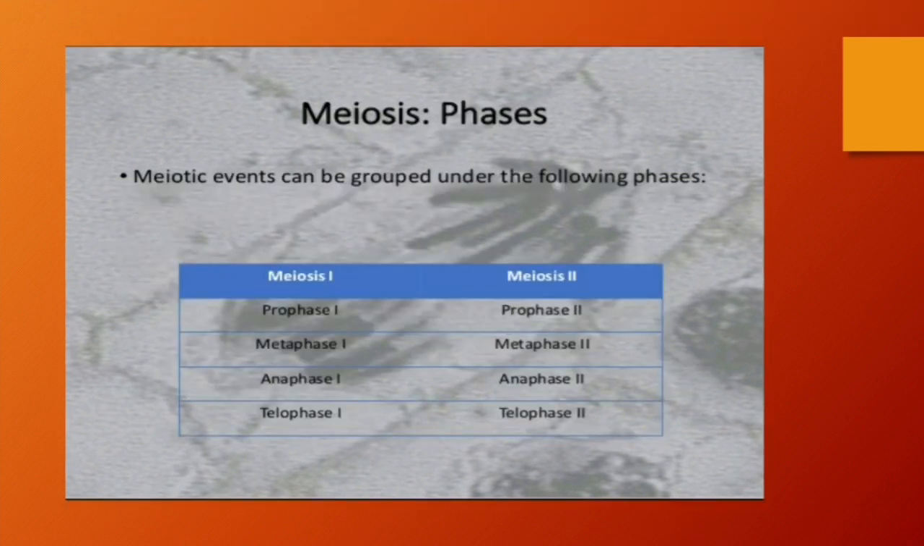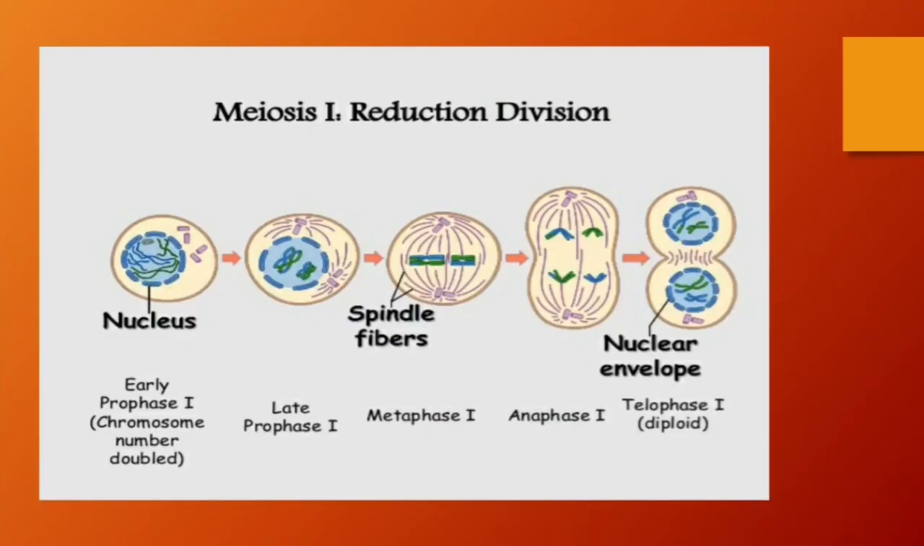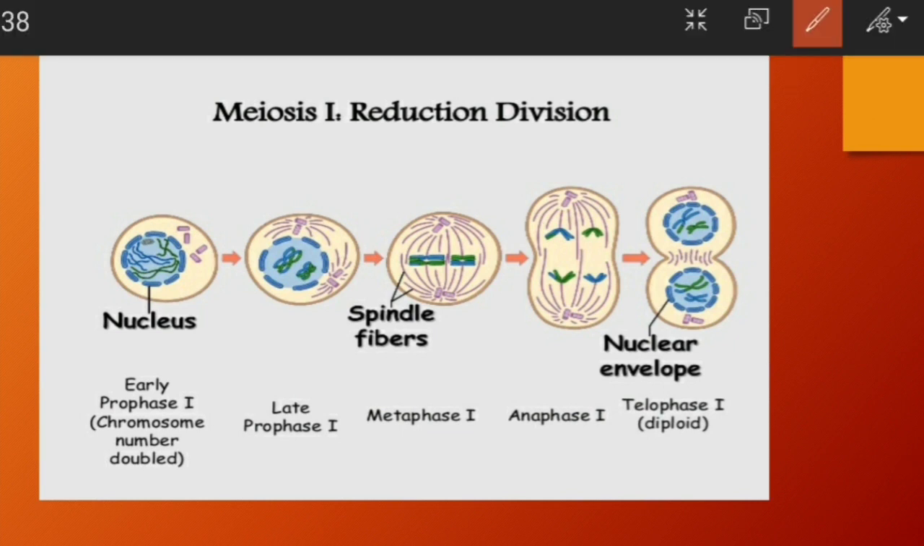Meiosis is divided into two phases, meiosis 1 and meiosis 2, which are further divided into respective phases: prophase 1, metaphase 1, anaphase 1 and telophase 1, whereas meiosis 2 consists of prophase 2, metaphase 2, anaphase 2 and telophase 2. Let us start with meiosis 1. Meiosis 1, students, is actually the reductional division. Let me explain briefly what happens.